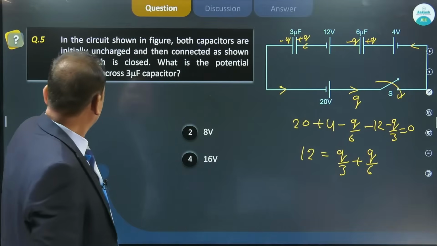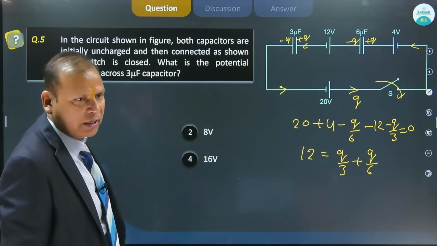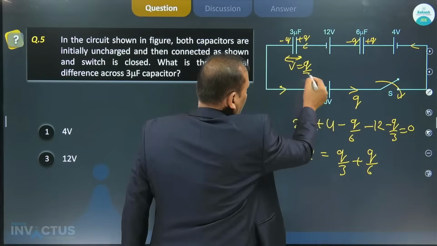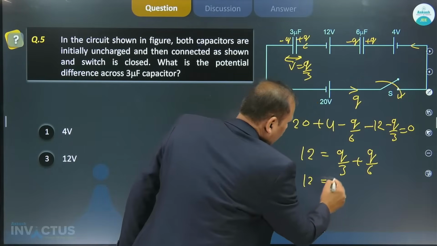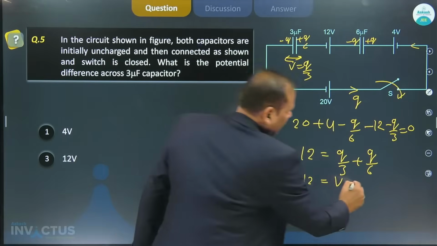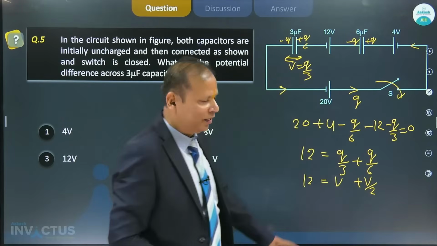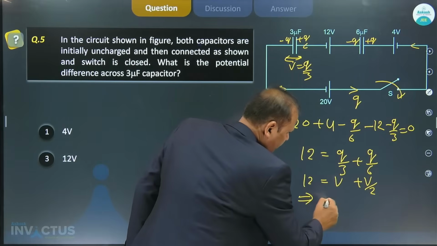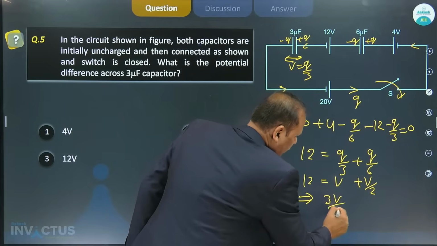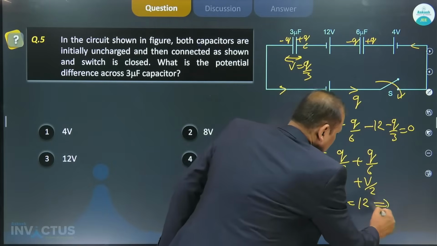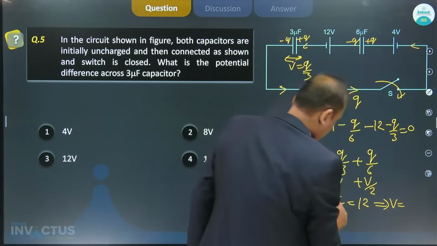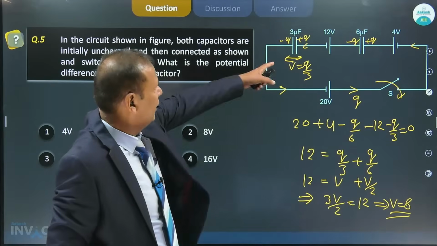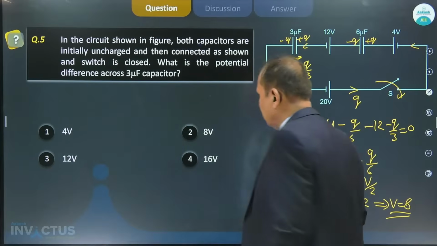So in the question, the potential difference across the 3 microfarad capacitor is asked. So certainly its potential difference is Q by 3. So 12 is equal to, let's call it V, then it will be V by 2. Q by 3 is V, so Q by 6 is V by 2. Just solve it. 3V by 2 is equal to 12. That is V is equal to 8. So the potential across the 3 microfarad capacitor should be 8 volt. Let us see the answer.